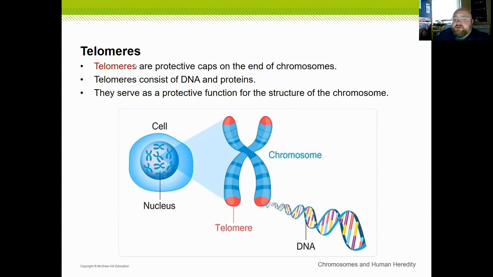In our chromosomes, we have these things called telomeres, which are the protective caps on the ends of chromosomes. These telomeres consist of DNA and proteins, and they serve a protective function for the structure of chromosomes. They help them maintain their structure.